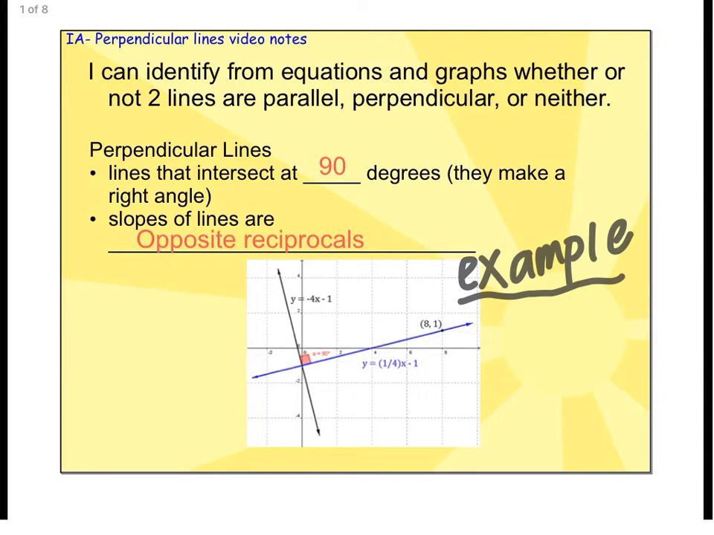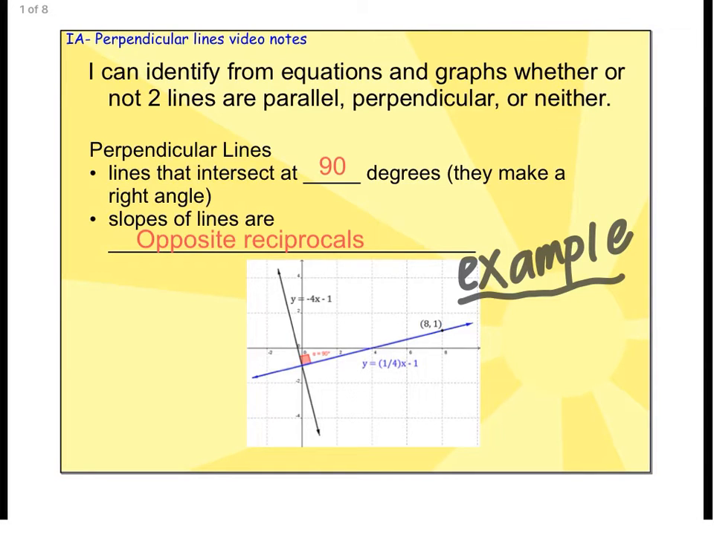So if you're watching this video, that means you are the one learning about perpendicular lines, and you'll teach your partner about this, and then your partner should be watching the video on parallel lines. So make sure you have the right note sheet and you are taking notes as you watch.